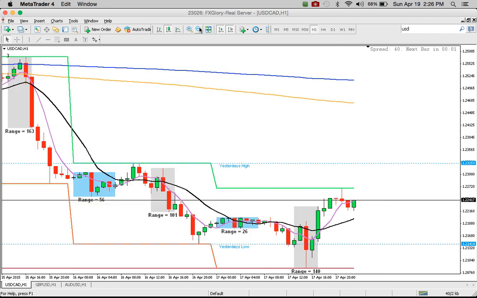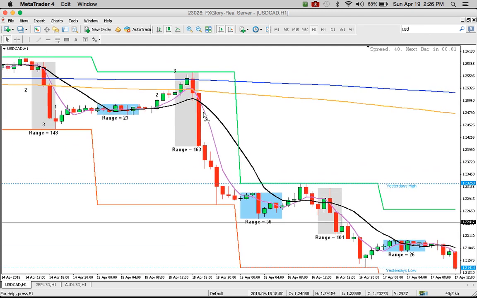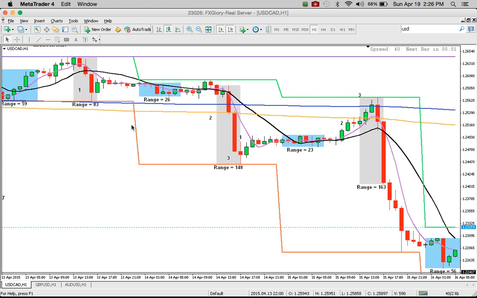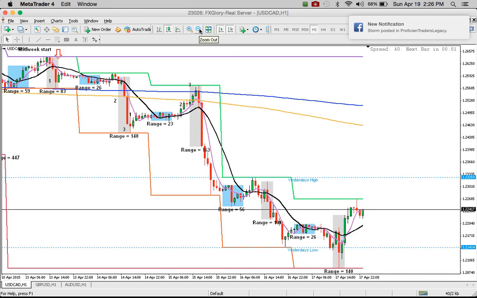So when you go back on the H1 chart and you're counting your levels, you understand how the game is going to be played. So let's go back over this one more time. All right. I zoomed in or zoomed out. What is going on? All right.